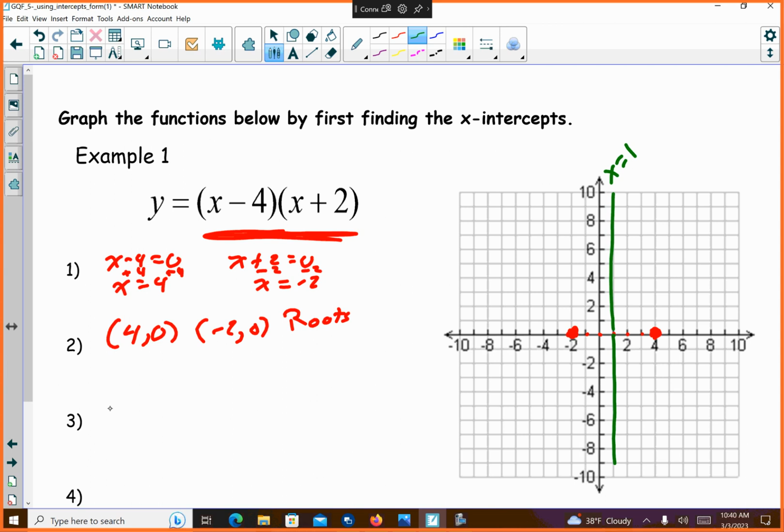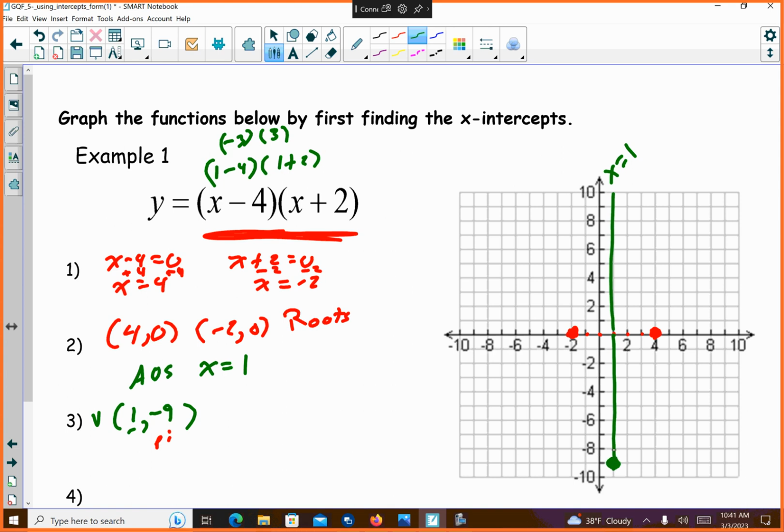Okay. So that means I know the x component of my vertex. My axis of symmetry is x equals 1. So the vertex is 1 comma something, and I have to plug this in. I take this 1 and plug it in here. I get 1 minus 4, keeping it in parentheses, times 1 plus 2. 1 minus 4 is negative 3, and 1 plus 2 is 3, so I get negative 9. So 1, negative 9 is right down here.